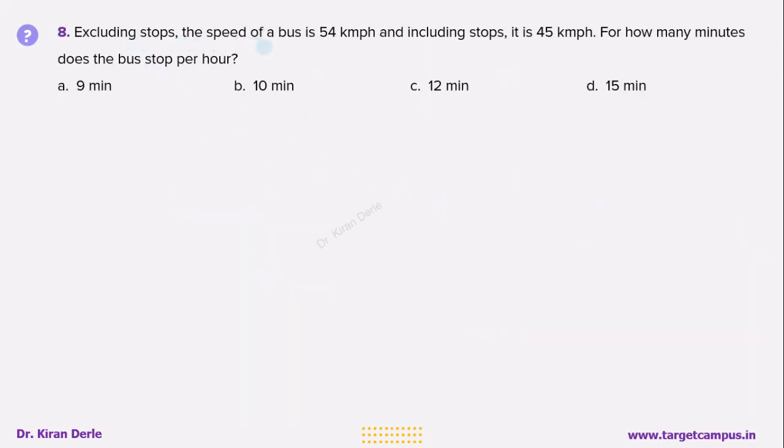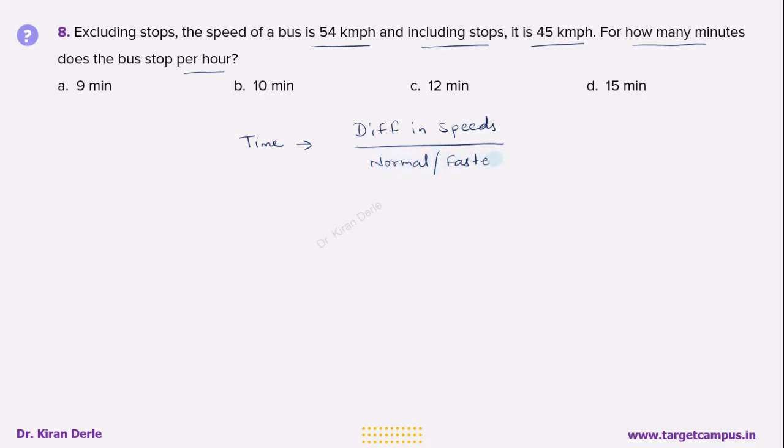Excluding stops, the speed of a bus is 54 kilometers per hour, and including stops it is 45 kilometers per hour. For how many minutes does the bus stop per hour? Okay, so I have already given you the formula. In such cases, how much time the bus stops is given by the difference in speeds upon normal speed, or we say fastest speed without stoppage.